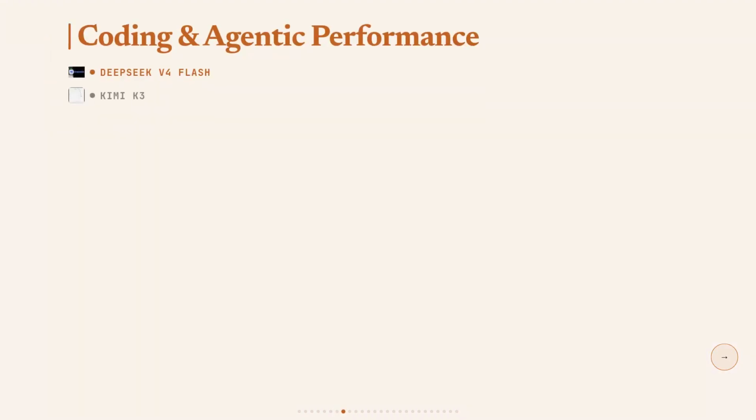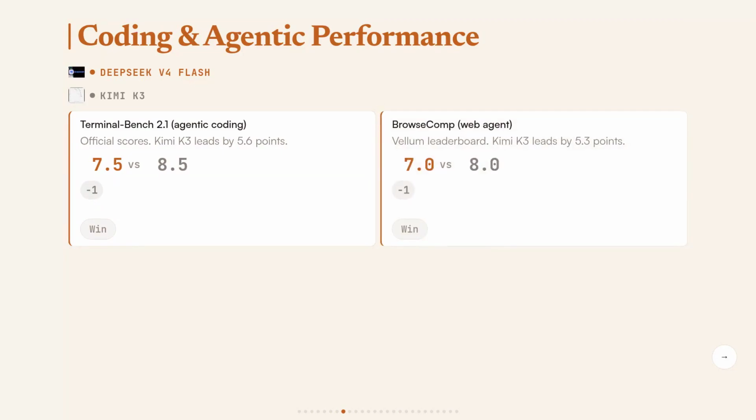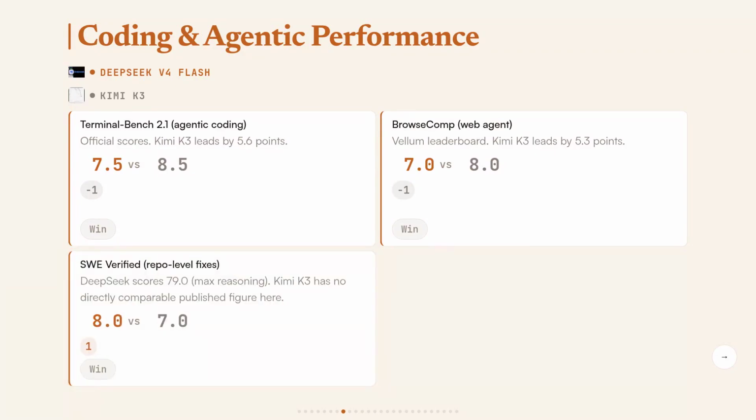On Terminal Bench 2.1, Kimi K3 scores 88.3 against DeepSeek V4 Flash's 82.7, a 5.6 point gap that clears GPT 5.6, Sol, and Claude Fable 5. On BrowseComp, Kimi K3 leads again at 91.2 versus 85.9. Flash does score 79.0 on SWE-bench Verified, where Kimi K3 has no directly comparable published figure, so that one goes to Flash on the evidence available, but the agentic story is clearly Kimi's.